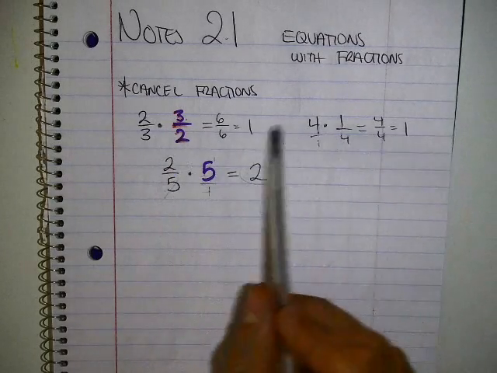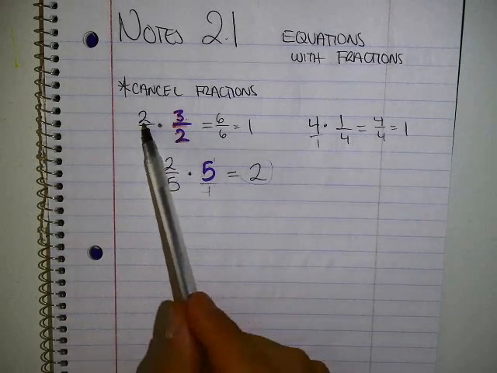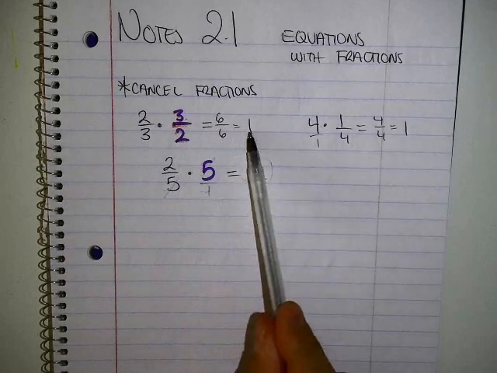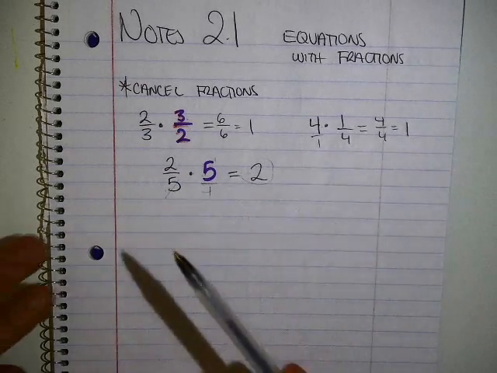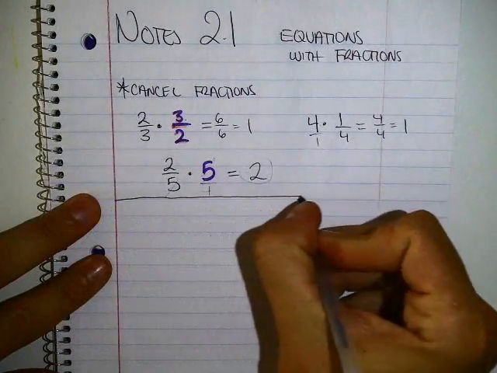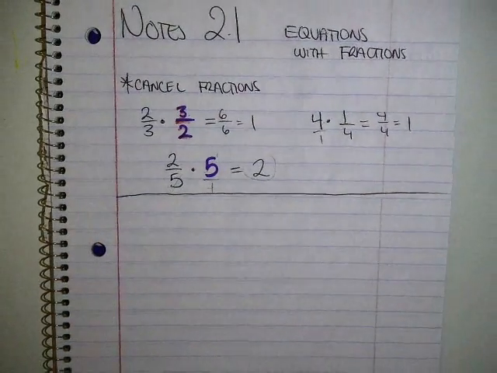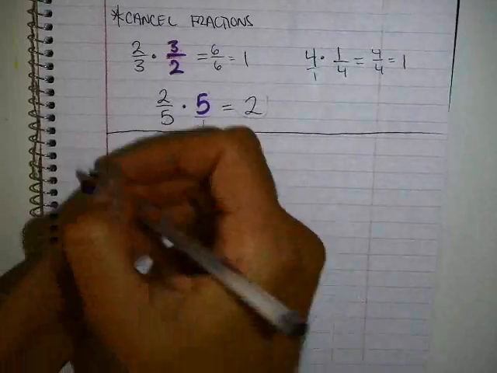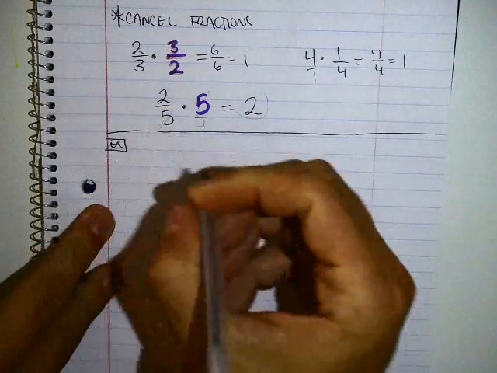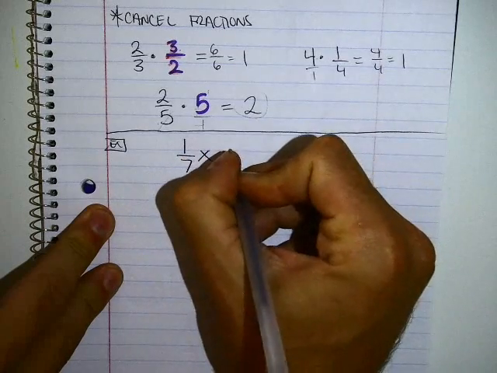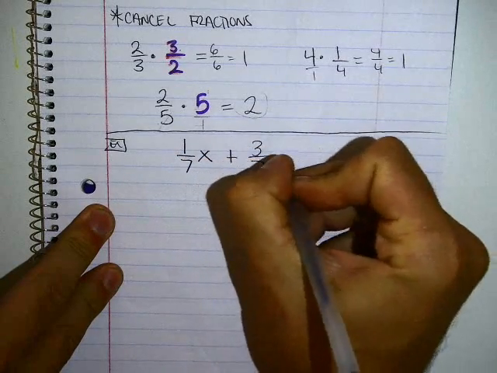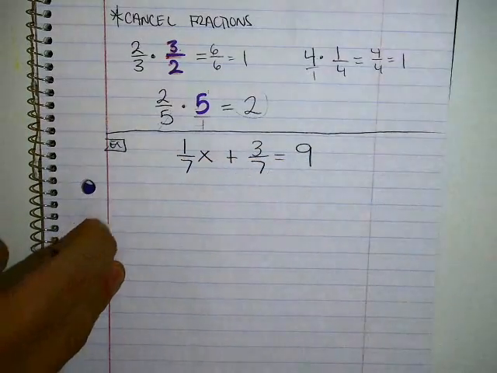We're going to use these properties here of taking fractions, timesing them by something, and turning them into whole numbers to make our lives easier with equations with fractions. Let me show you what I mean. So let's say I give you an equation that's like 1 over 7x plus 3 over 7 equals 9.